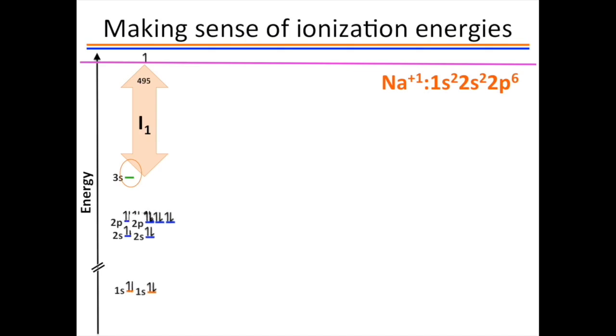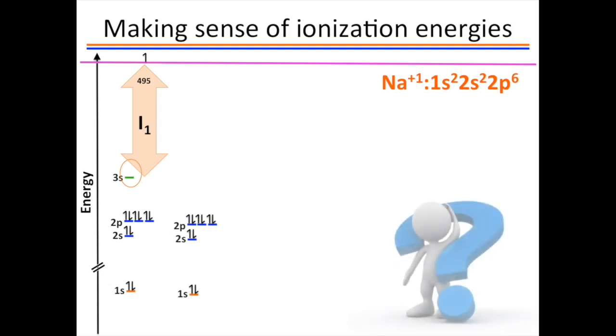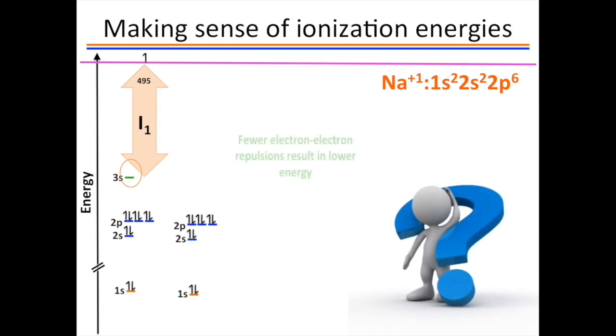Let's draw the energy level diagram for what is now the sodium +1 ion. Notice that the orbital energies are a little bit lower than they were when we had the sodium atom, and the 3s orbital is gone. Why would the orbital energies drop a bit? In sodium +1, we have one fewer electron, and therefore fewer electron-electron repulsions, and so the orbital energies get a little more attractive. Attractive energies are lower in energy.